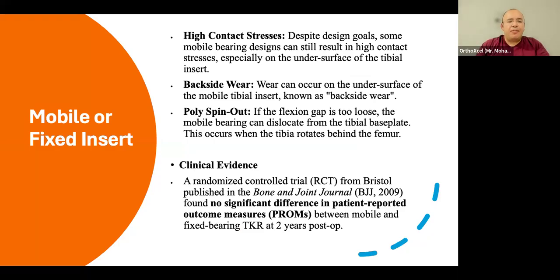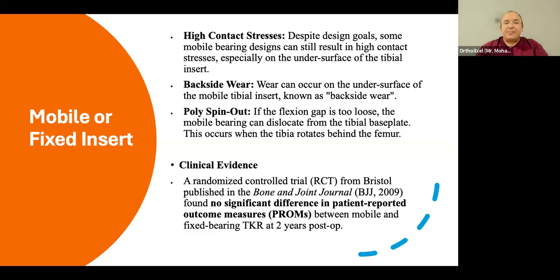Okay, so shall I put a mobile bearing or fixed bearing insert? Again, it's the idea as I told you. If you put a fixed bearing, there are high contact stresses, there is no backside wear. You don't have any risk of dislocation of the insert or the plastic. On the other side, if you put a mobile insert, you have a risk of dislocation of the insert, you have a risk of higher backside wear, but at the same time, more conformation, better range of motion, and less contact stresses.